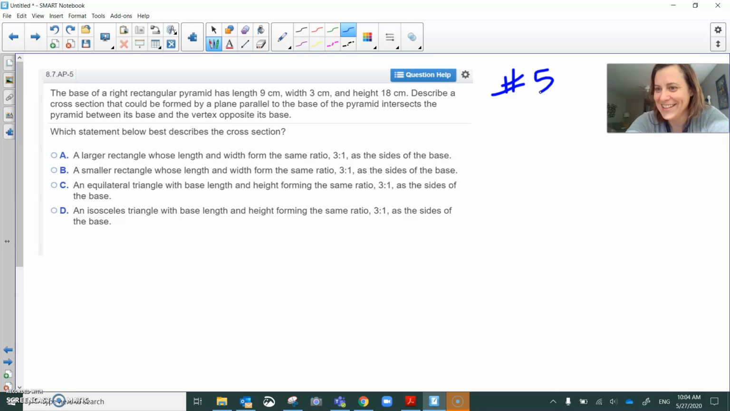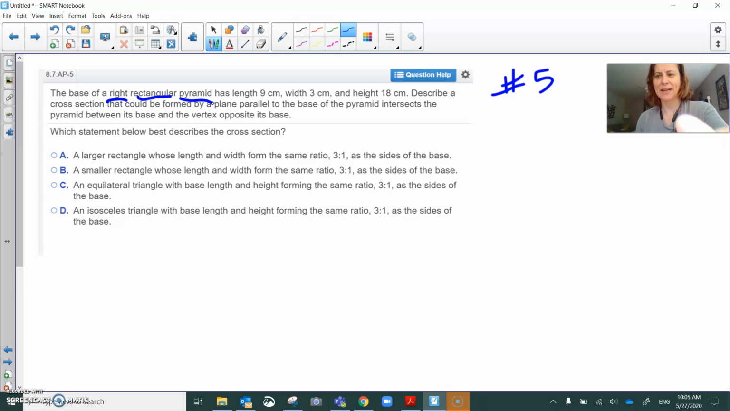Okay, let's talk. It is going to be a right, which means it's not going to be leaning. It's going to have a 90-degree height-base connection. Rectangular means the base is a rectangle, and it's a pyramid, which means it goes up to a single point. Let's see if we can draw this.